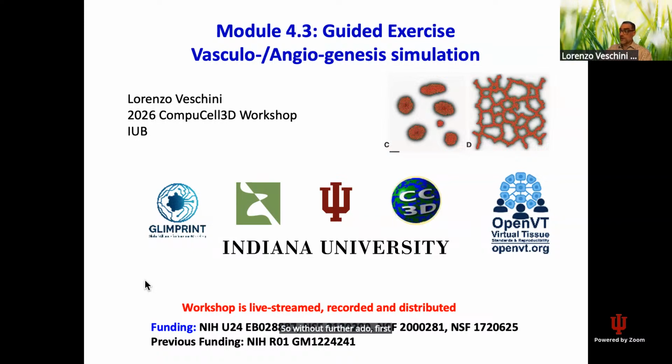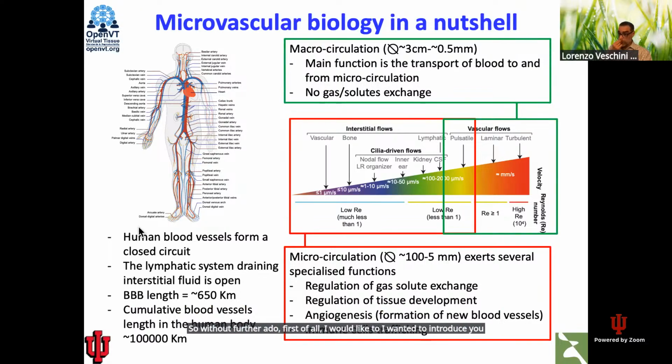first of all, I wanted to introduce you to a little bit of what we mean when we discuss vascular angiogenesis. So I thought I would put a few slides about microvascular biology, a little bit in a nutshell. When we discuss microvascular biology, we discuss the blood vessels and also the lymphatics, typically in the human body. And these are widespread, as we will see in the next slide.